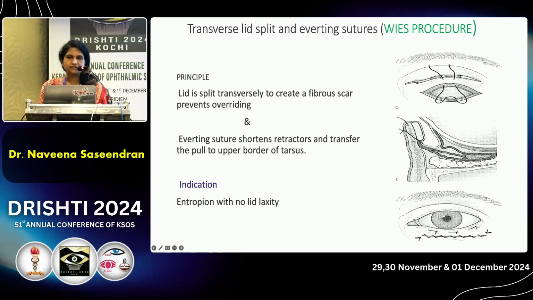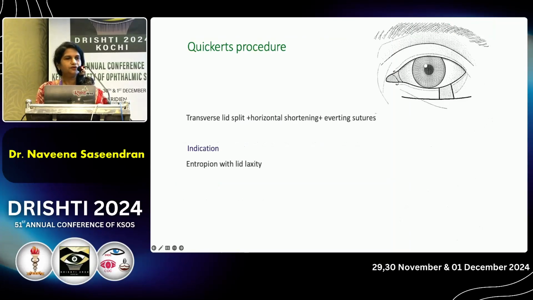If entropion is not associated with any horizontal laxity, then we have Wies procedure. Here a full thickness lid split is given transversely, which will create a fibrous scar that prevents the overriding. It is combined with everting suture, which will transfer the pull to the upper border of the tarsal plate. If entropion is associated with lid laxity, then a horizontal lid shortening is also indicated. So the above Wies procedure can be combined with horizontal lid shortening, that is the Quickert procedure.